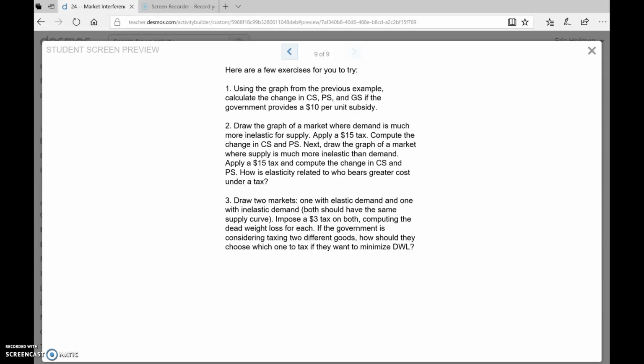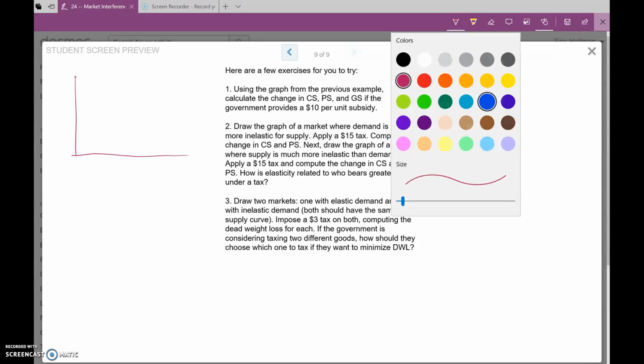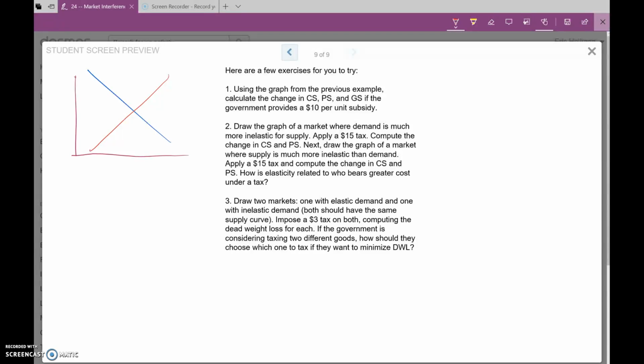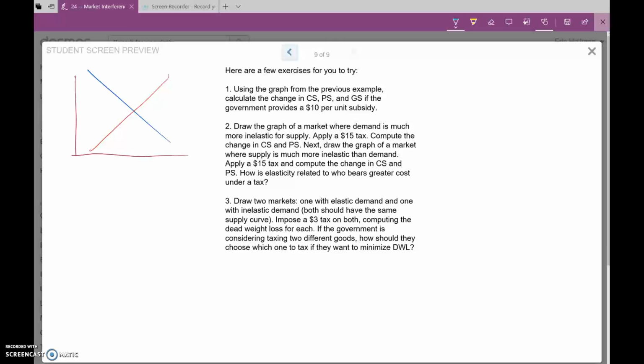Okay, so these are some exercises for you to try. Number one, use a graph from the previous example and calculate the change in consumer surplus, producer surplus, and government surplus if the government provides a $10 per unit subsidy. So subsidies work like taxes, but in reverse. If this was our original demand curve and this was our original supply curve, when we talk about taxing consumers, we saw that would shift the demand curve down by 10 units. If we give a subsidy of $10 to the consumer, that would shift the demand curve outwards by 10 units.